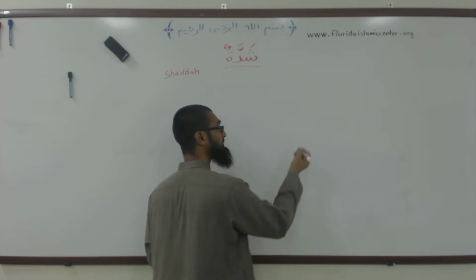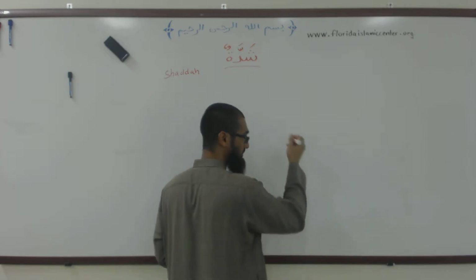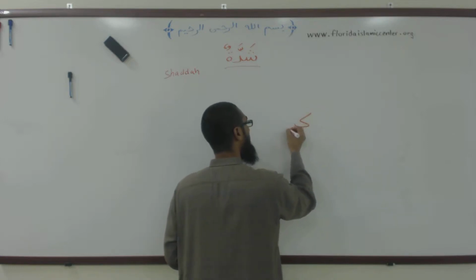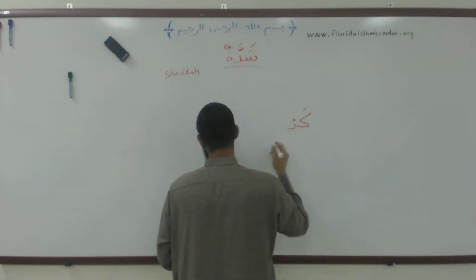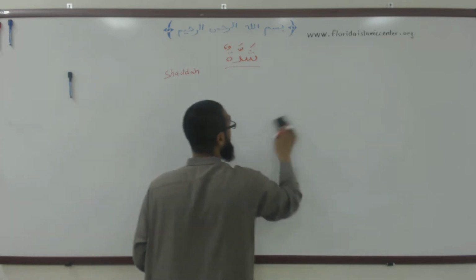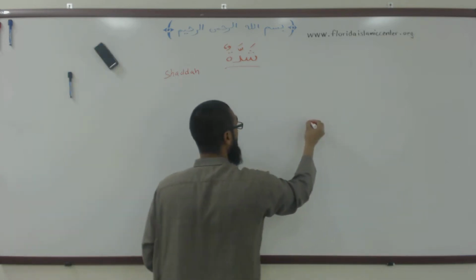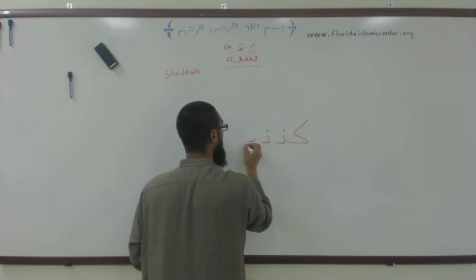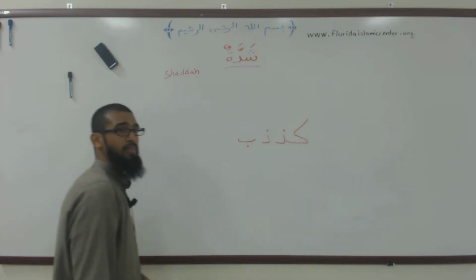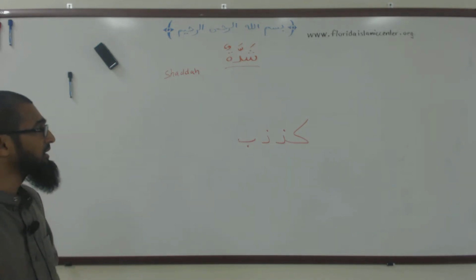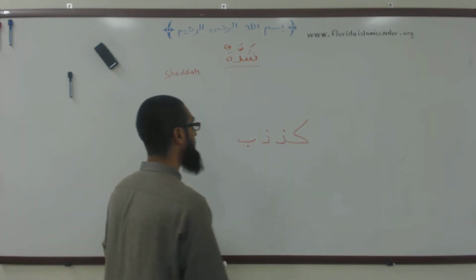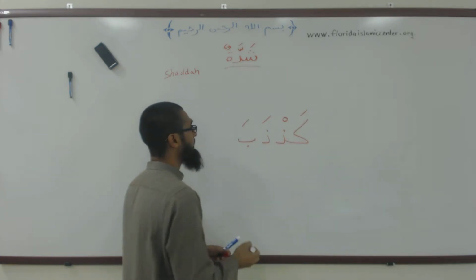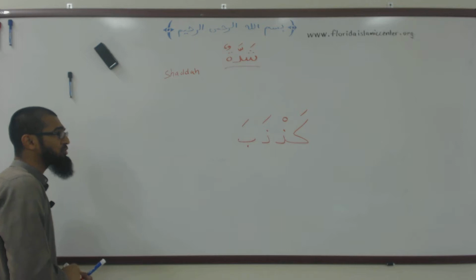Like the word is, let me write it nice so you can see it clearly. Kaf, zal, and then another zal, and then a ba. Okay. Kaf, zal, another zal, and then a ba. And I do this. Okay. So I put a sukoon.